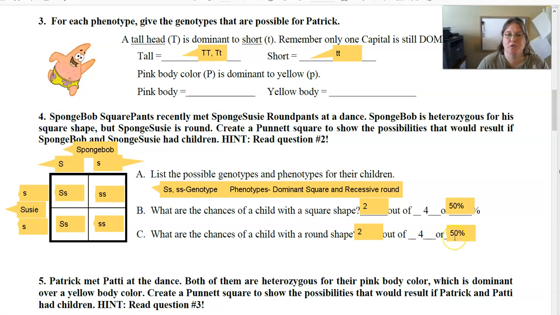Okay? So when you do the rest of them, follow this same pattern, and if you have to, watch it over and over again until you get it. Talk to you later. Bye.